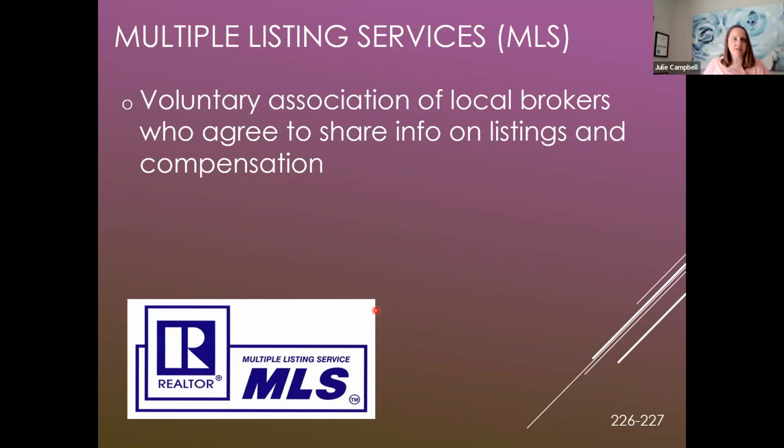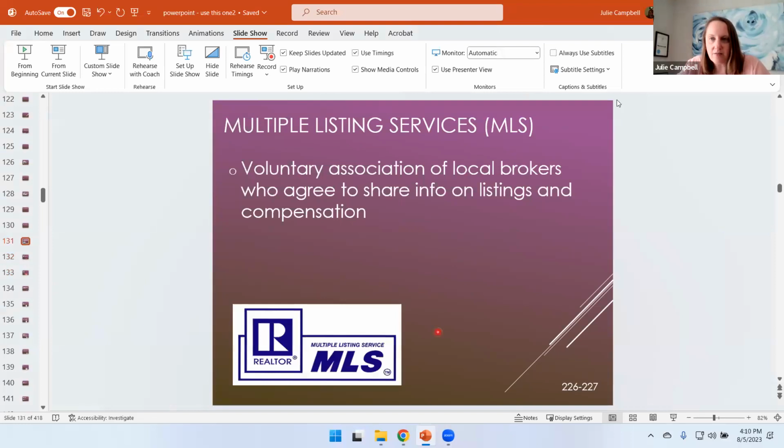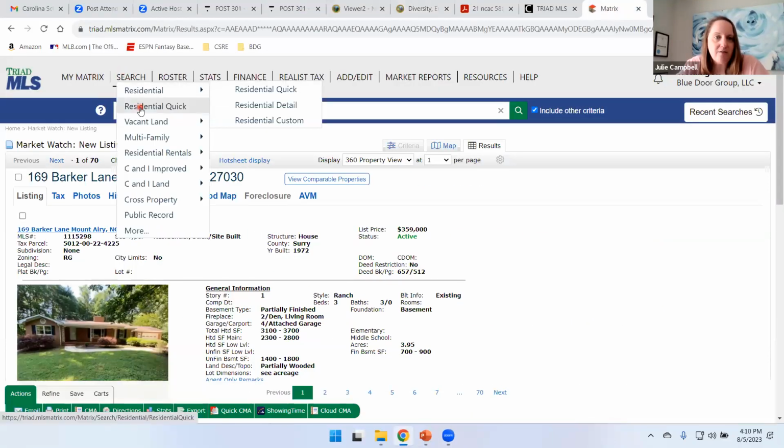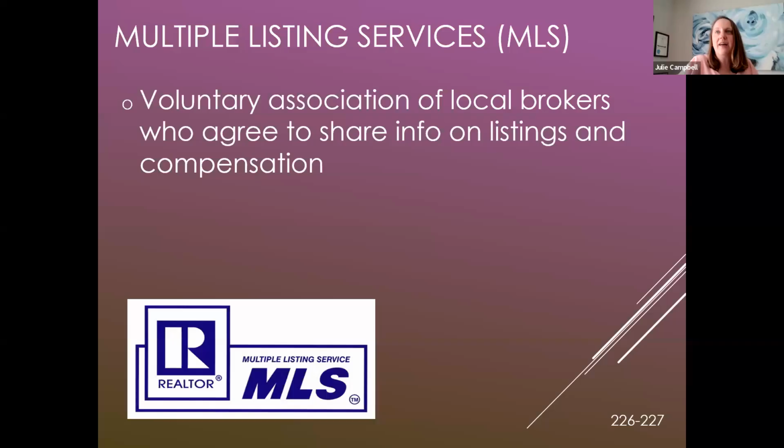I may not have a listing right now, but because of the MLS, am I still logged into Triad? Because of the MLS, I actually have 2,470 things to sell in my inventory. Is that a big difference than my 0? So this MLS creates inventory. It gives me an opportunity to have a product to sell. And like I said, the second piece of it is it allows agents to offer compensation, cooperation with each other to help move the product.